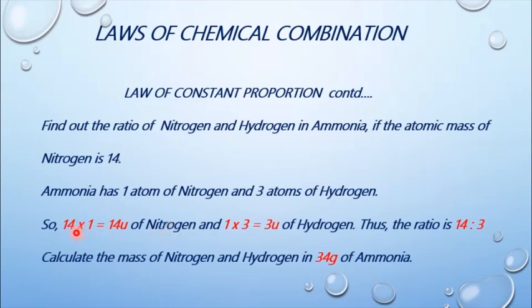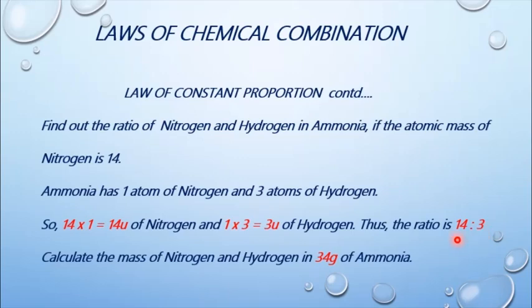So N is 1, and the atomic mass is 14. So 14 into 1 is 14. Next is hydrogen. How many atoms are there of hydrogen? We have 3 atoms of hydrogen. So 1 into 3, which is 3. So what we got is the ratio of nitrogen and hydrogen. Nitrogen we got as 14 and hydrogen we got as 3. So this is the ratio that we got, that is 14:3.